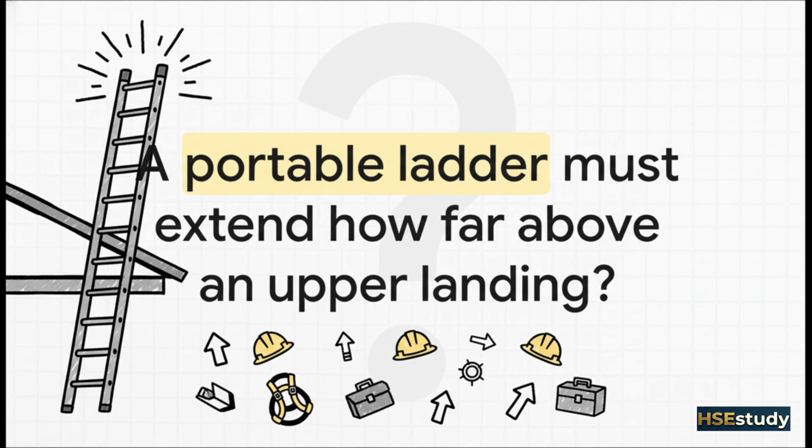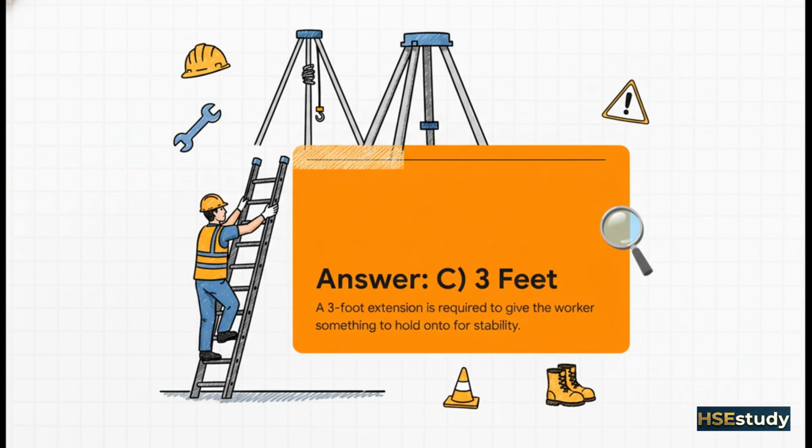Question 4 is all about ladders. Picture this, you're using a portable ladder to get up to a roof or a platform. How far do those side rails have to extend above that landing surface? Is it A, 1 foot, B, 2 feet, C, 3 feet, or D, 4 feet? 5 seconds. The correct answer is C, 3 feet.